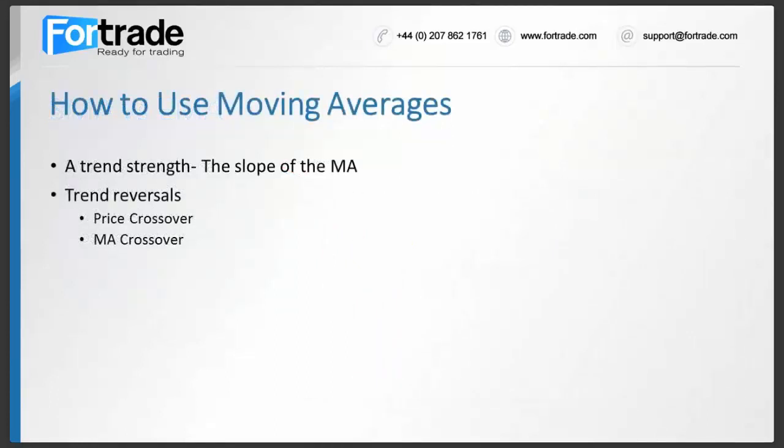So, how to use moving averages? Moving averages are helpful for identifying current trends and support or resistance levels, as well as generating actual trading signals. The slope of the moving average can be used as a gauge of trend strength. In fact, many momentum-based indicators look at the slope of the moving average to determine the strength of a trend.